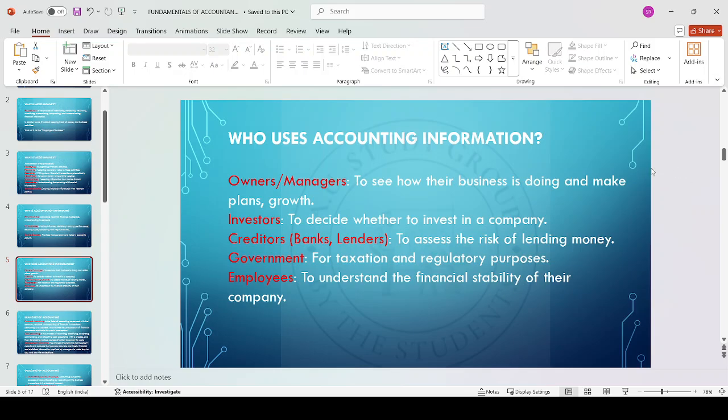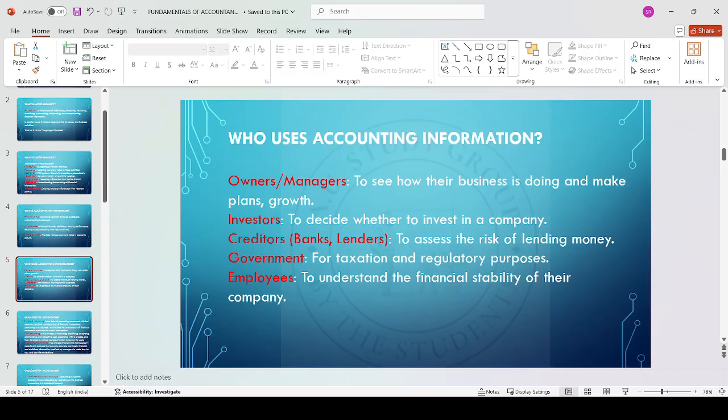Now the government needs this accounting information for various purposes, primarily for taxation, that is to ensure that businesses are paying the correct amount of tax, and for regulatory purposes, to make sure businesses are actually operating within the law. Okay, last, the employees.